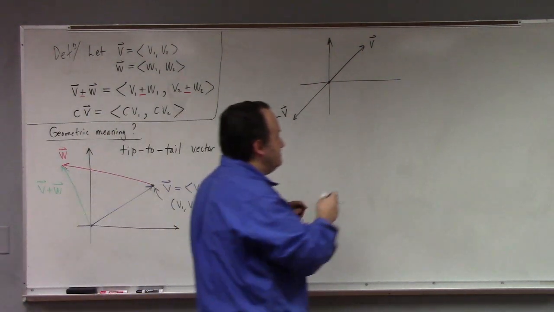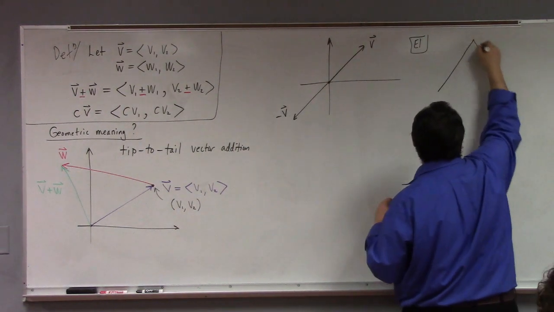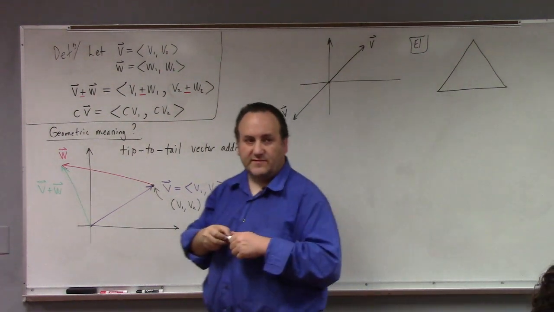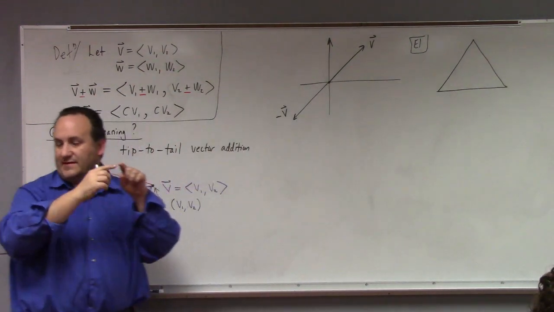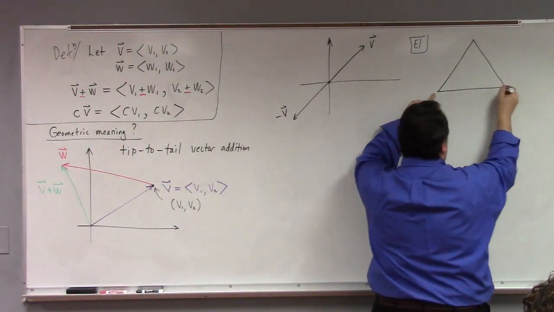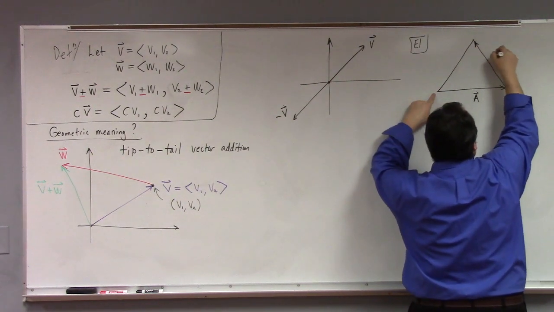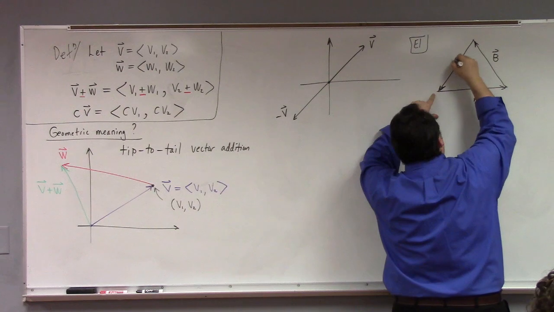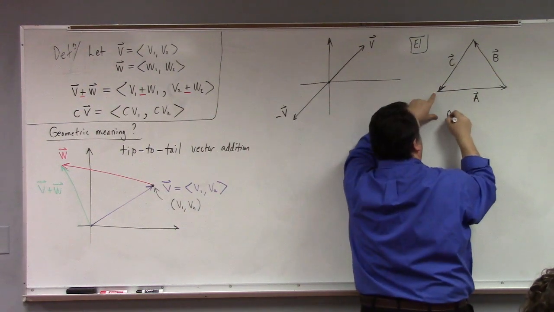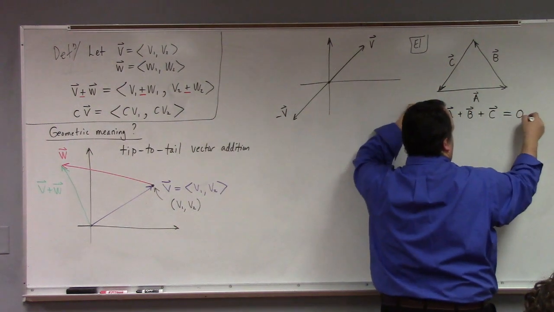Simple example. If I've got a triangle, and I draw vectors that correspond to the sides of this triangle tip to tail like this, right? So vector A, vector B, and vector C. See how I've got them arranged? A, B, C. What is A plus B plus C in this context? Yeah, it's 0.